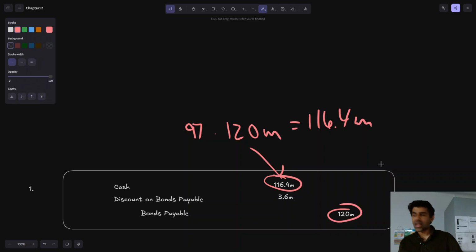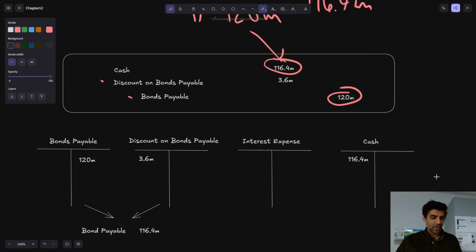Bond payable, remember at the end, at maturity, you're going to pay 120 million of bonds. So you have to record this liability at 120 million. To close the gap, we're going to have this contra account set up called discount on bonds payable. So you basically are going to have this set up. You have bonds payable, right? This liability, that's the par value. We have the cash that came in, and we have this discount.